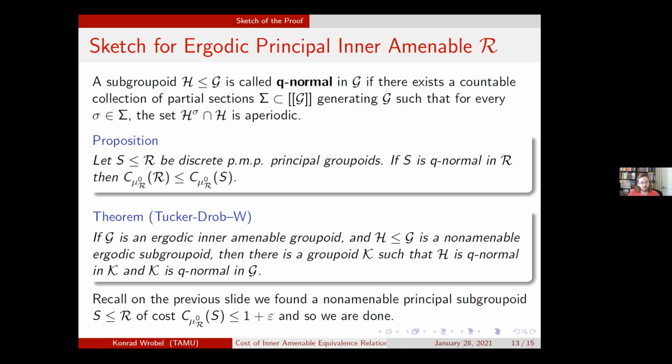So I'm going to talk a little bit about how to prove this theorem, which is where I think a lot of the interest in the argument lies. So having an inner amenable groupoid and a non-amenable subgroupoid of that groupoid, how do you find this intermediate groupoid K? Right, so we have the theorem written down again.